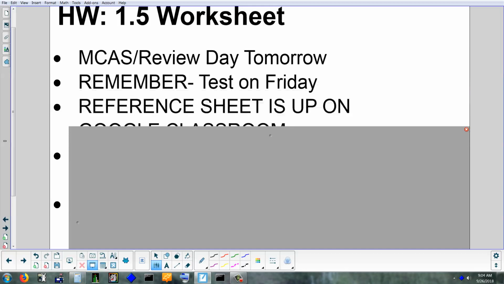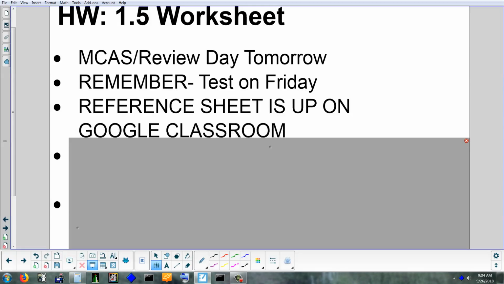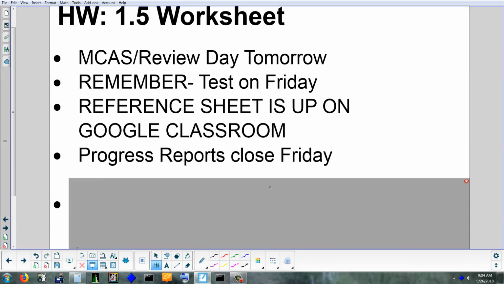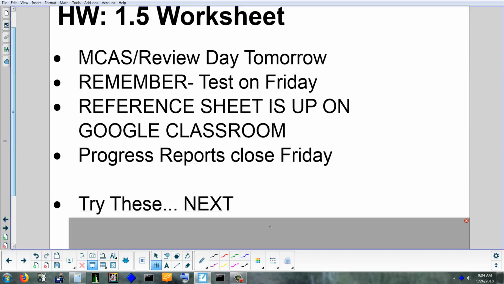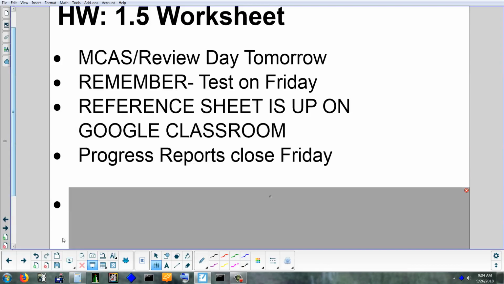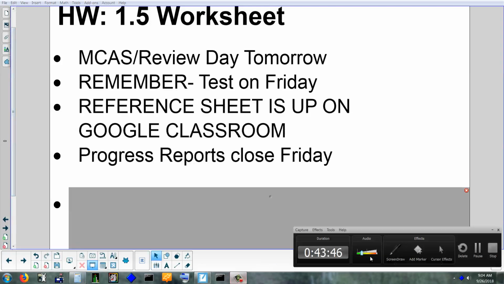Remember, like I told you guys at the beginning of class, the reference sheet is up on Google Classroom. If you guys have some time now, if you want to print it out now, that's fine. But it is up on Google Classroom. Remember, like we said, progress reports close on Friday. And now we're not going to do it right now. So guys, you have some time if you want to print.